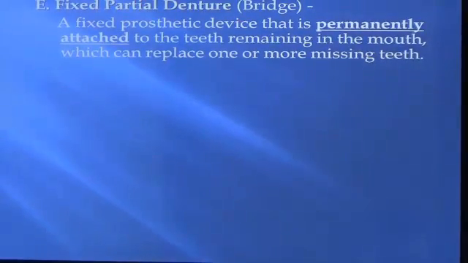Fixed partial denture or a bridge. Okay, so another name for a fixed partial denture is a bridge. That may be on the test. Fixed partial denture is a bridge. I don't know why it doesn't have a star, but for some reason it rings a bell. A fixed partial denture is a fixed prosthetic device that is permanently attached to the teeth remaining in the mouth, which can replace one or more missing teeth.